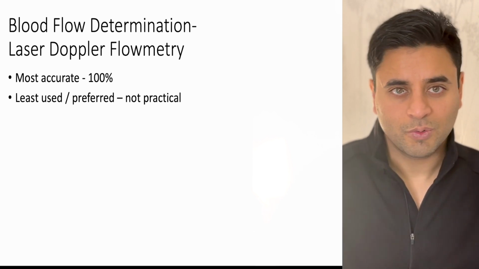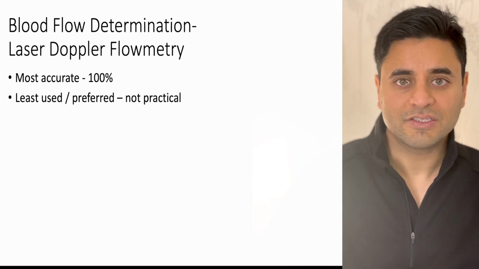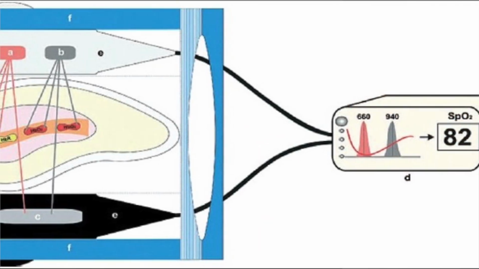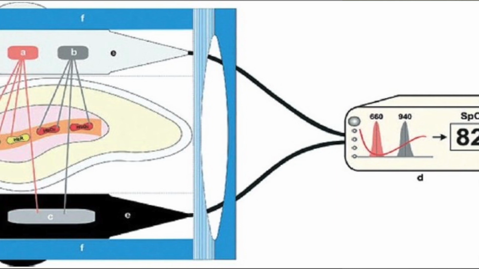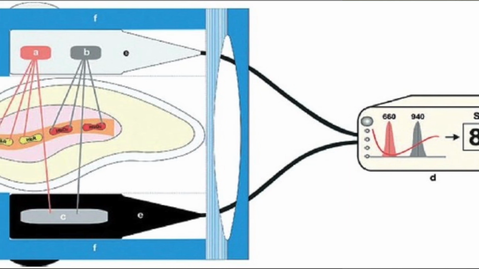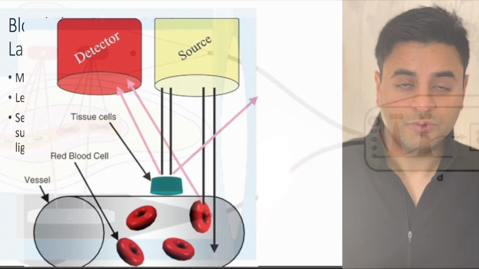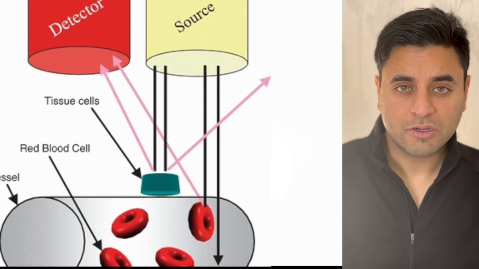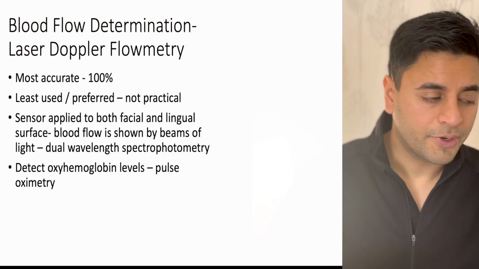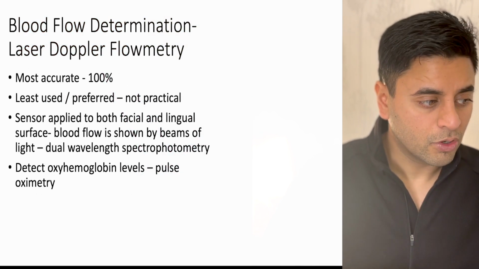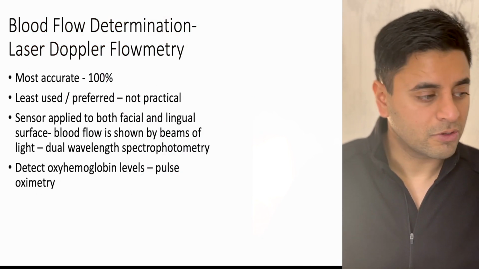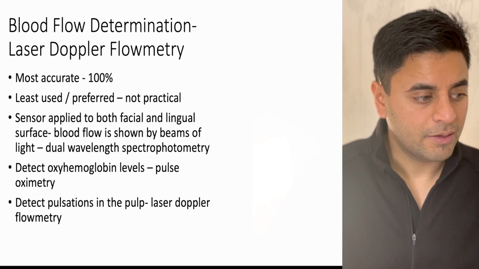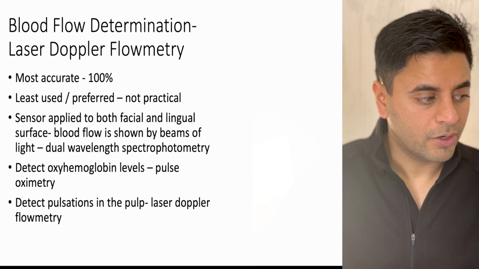You have to go to some university or lab setting where you would detect it, and why would you do that? A sensor is applied to both the facial and lingual surface, and the blood flow is shown as a beam of light with dual wavelength spectrometry. There's also laser Doppler pulse oximetry, in which we detect the hemoglobin levels using pulse oximetry. If you want to detect the pulsations in the pulp, then you use laser Doppler flowmetry.